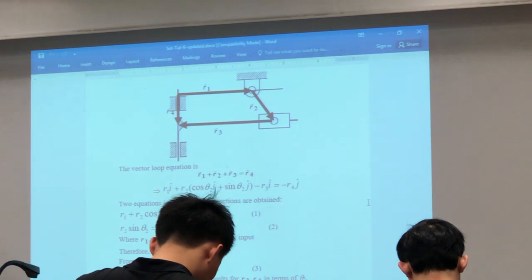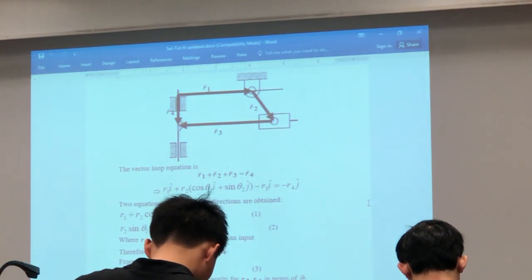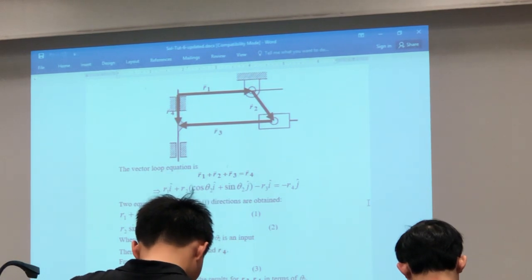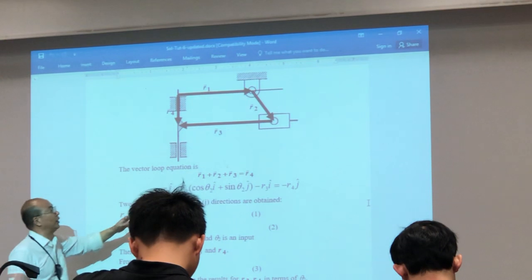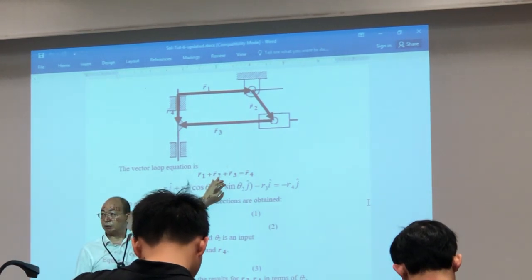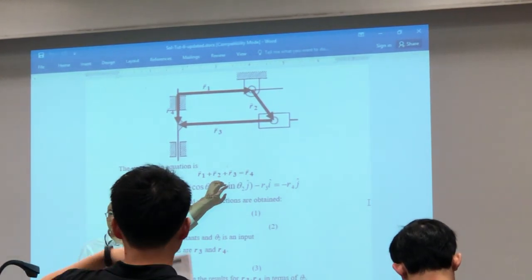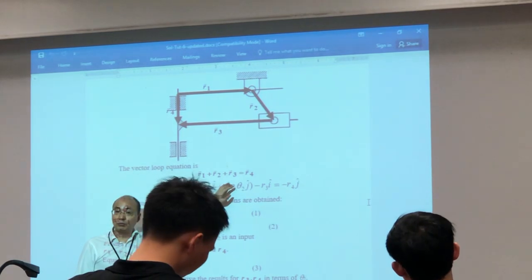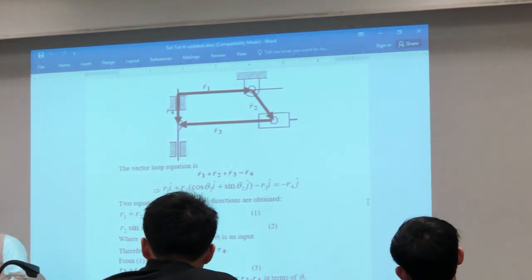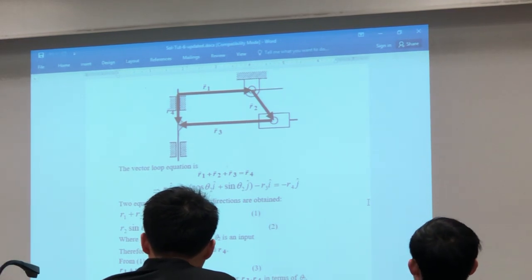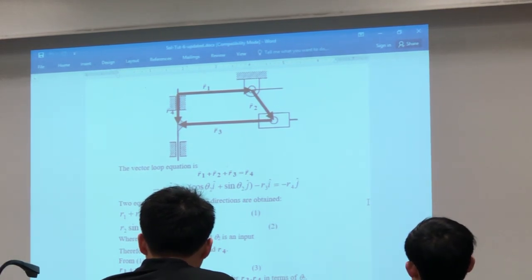So we represent each link by a vector. Then you draw each of the links as a vector, and you form a vector closed loop. Once you have a vector closed loop, you can write a mathematical equation, and this is a vector equation. You have to resolve it into x components and y components, which becomes scalar equations. Then from the scalar equations, you can solve for the unknowns. Okay, so that is the whole idea.